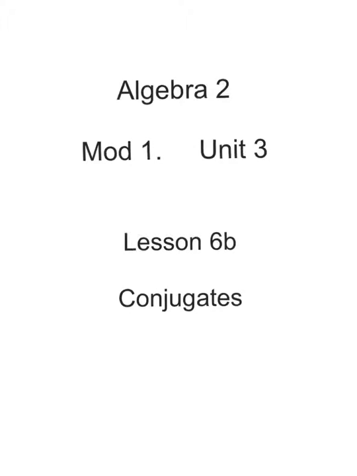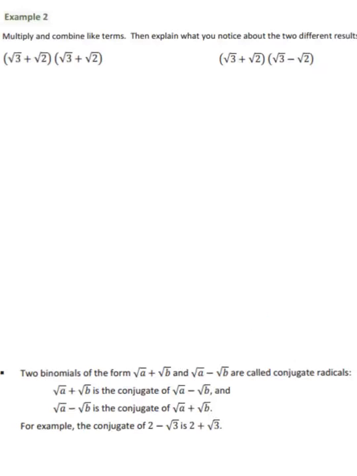All right, second half of Lesson 6B in Algebra 2, Module 1, Unit 3. We're going to learn about something called conjugates. That's a big piece that we are going to use here with radicals that you have not learned yet. So, follow me on to the first slide.